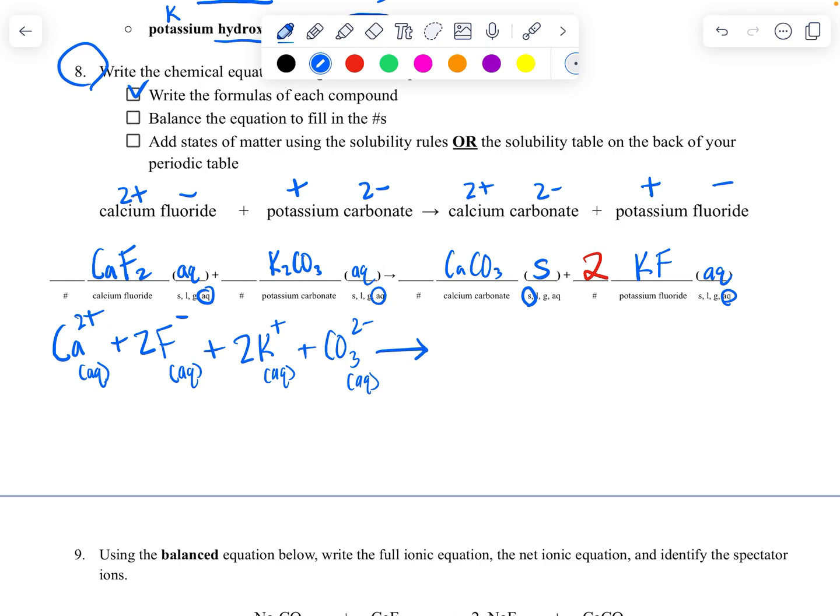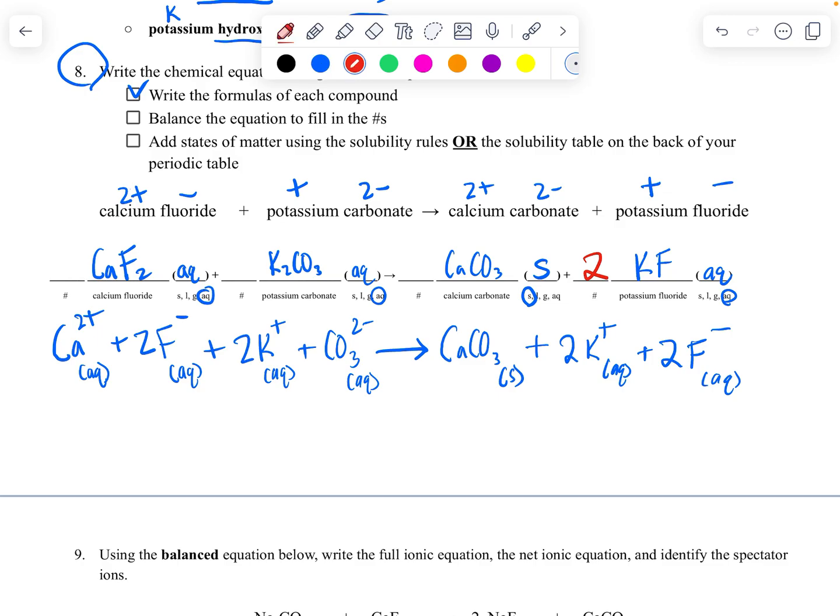All right, next part. Solid will not separate. Bring down the solid the way it is because it is insoluble. It does not separate. And 2 K plus because it has the coefficient, right? And also 2, don't forget about this 2, F minus aqueous. Okay, that's the hard part. Now here comes the easy part.